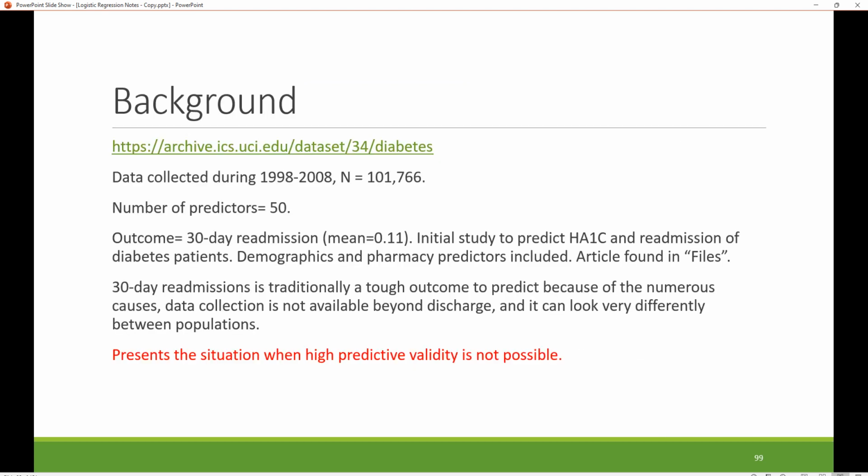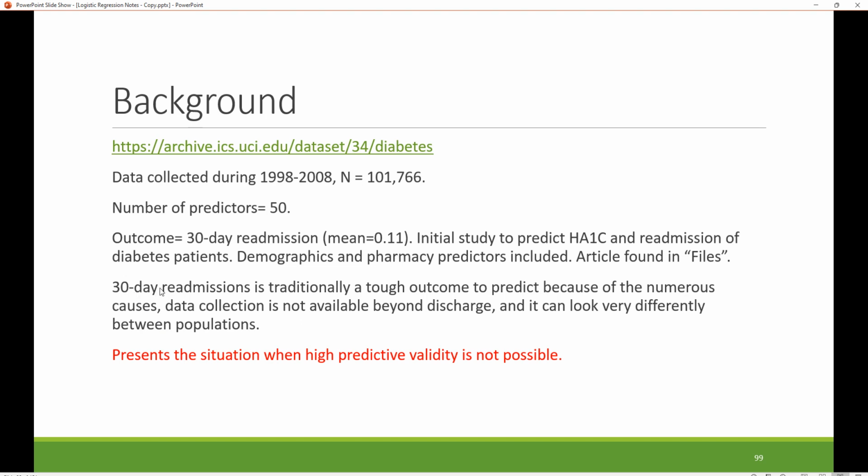And here's some more background on the study. Data was collected between 1998 through 2008. N equals 101,766. There are 50 predictors. For our outcome, we have 30-day readmission. The overall readmission rate is 0.11, or 11%. The initial study was to predict HA1C and readmissions of diabetes patients. The data includes demographics and pharmacy predictors, and the article for this original study is found in the file section.